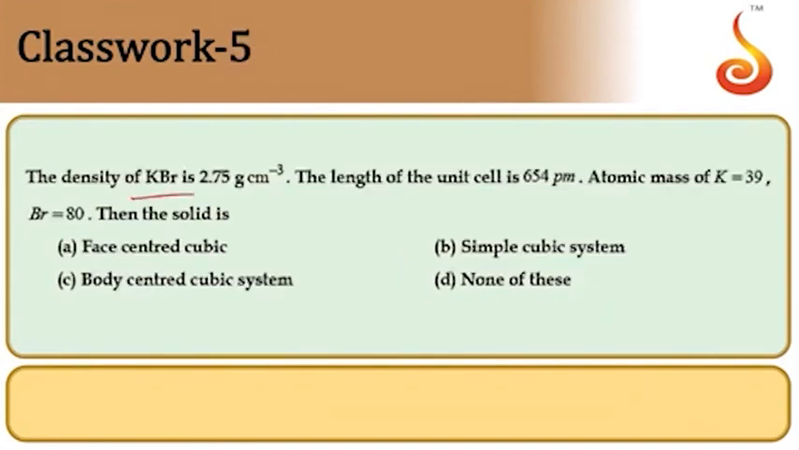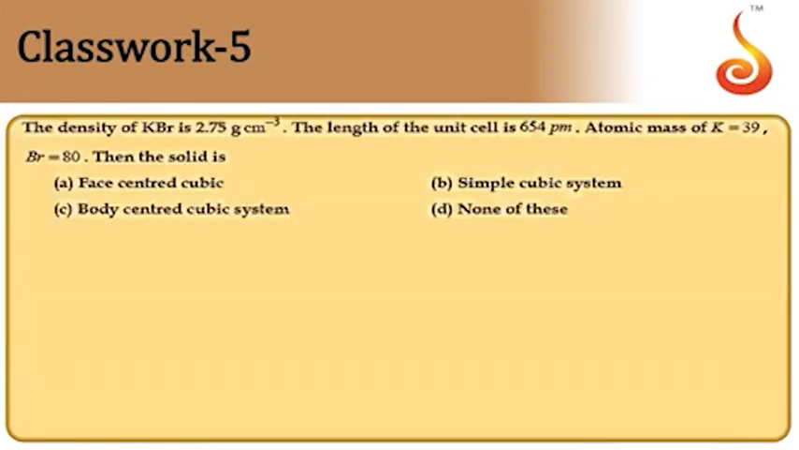Then the density of KBr is 2.75 grams per cc. The length of the unit cell is 654 pm. Atomic masses of K and Br are given. Then what type of solid is it? This means we need to find out the value of Z here. Let us substitute into the formula for density. So density D is equal to Z into M by a cube into Na. So in this we need to find out the value of Z.